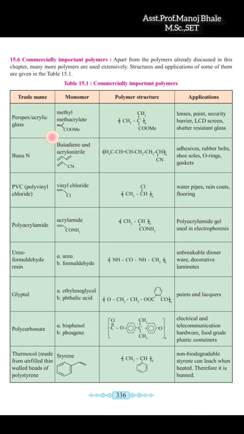The trade name given there is perspex or acrylic glass, and the monomer is methyl methacrylate, whose structure is given, along with the polymer structure and applications: lenses, paints, security barriers, LCD screens, shatter resistant glasses. So these are the different important uses given there.